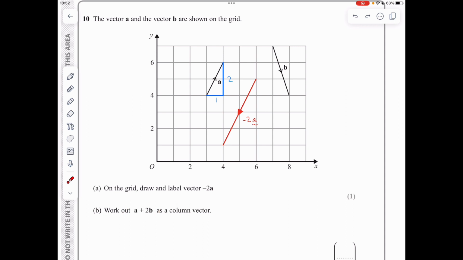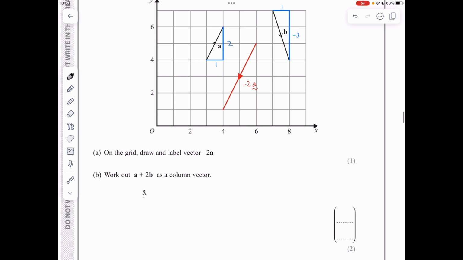We're looking at b here. We can see that we go 1 to the right and then 3 down. So the 3 down will appear as a -3. So when we come to do a plus 2b, well, the vector a is (1, 2), and the vector b is the vector (1, -3). So this will give me (1, 2) plus (2, -6). Adding the top entries 1 and 2 is 3. And adding the bottom entries 2 plus -6 is -4. So a plus 2b will be (3, -4).